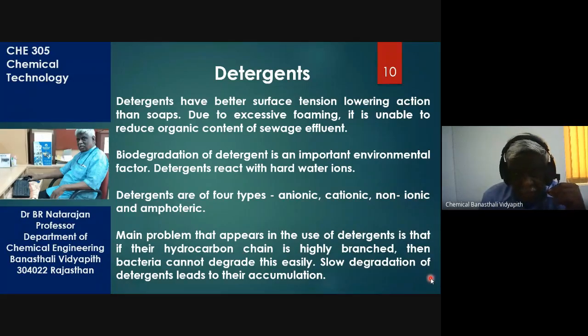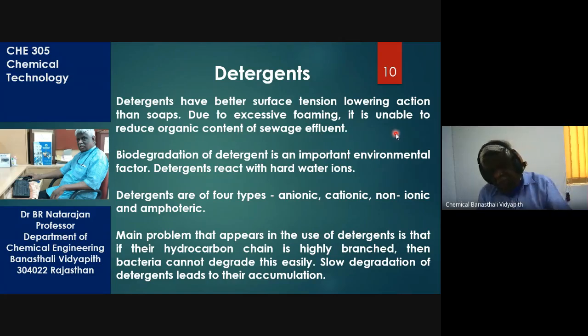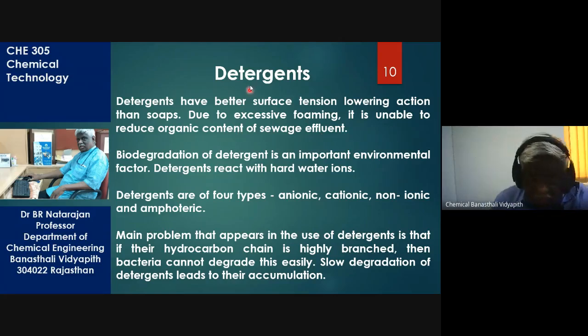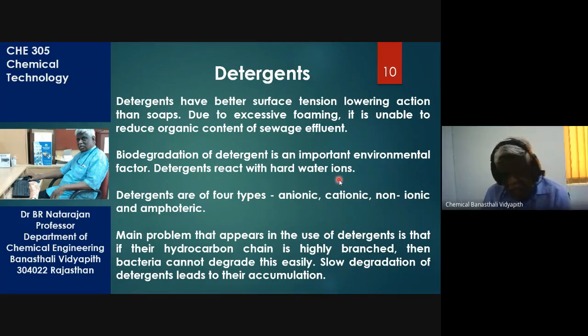Detergents have better surface tension lowering action than soap. Remember, detergent works even in hard water as well as in saline water. Soaps will not work in hard water and saline water. Due to excessive foaming, it is unable to reduce organic content of sewage effluent. So this is a problem with detergent. Biodegradation of detergent is an important environmental factor. Detergents react with hard water ions.